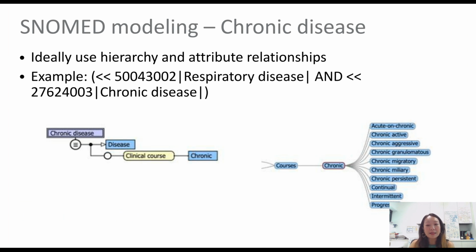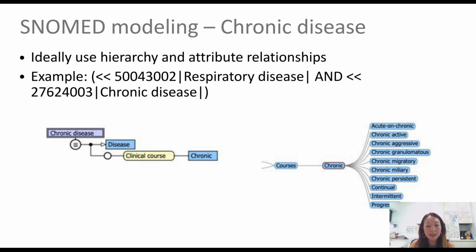The first case study that we did look at was the chronic disease work, and I did talk about this last year, as I mentioned, but we ideally wanted to use a hierarchy and attribute relationships to build these chronic disease value sets. So, for example, if I wanted to create a value set of respiratory diseases that were chronic, or chronic respiratory diseases, I would ideally be able to just take chronic disease and respiratory disease and find the intersection between those two.